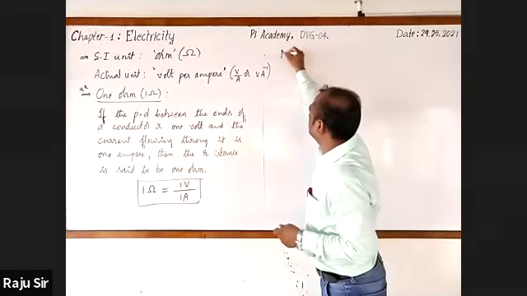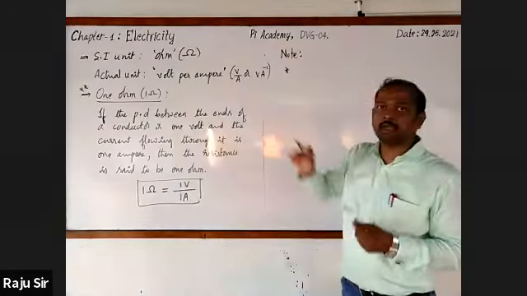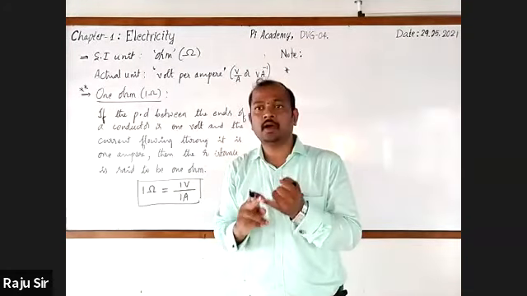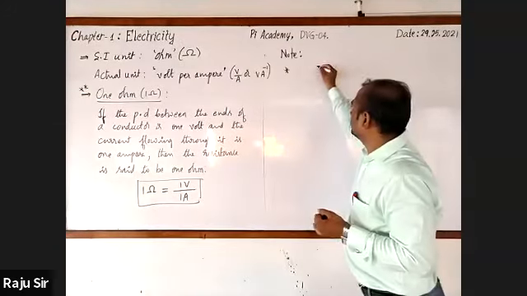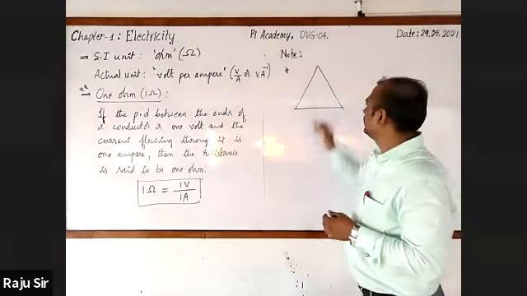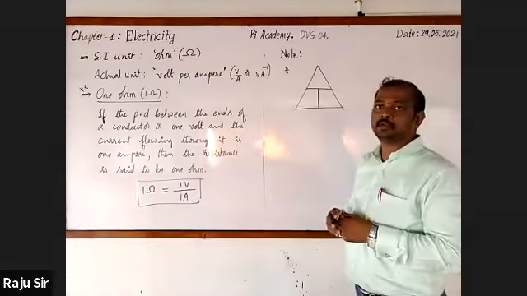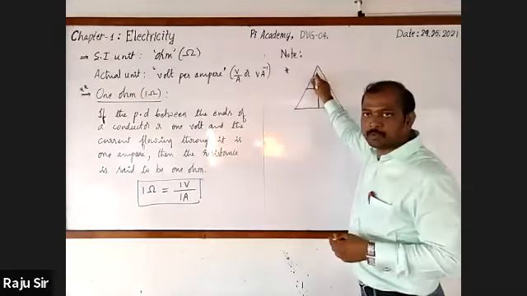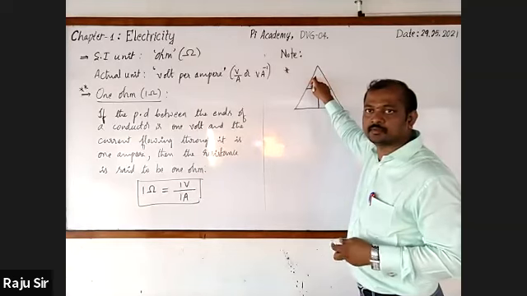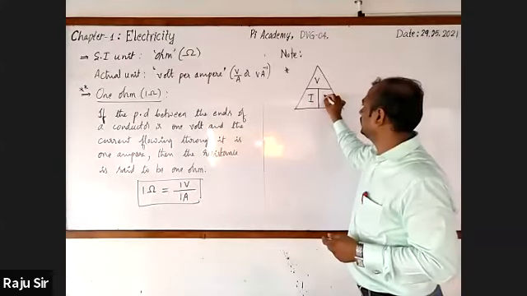In your notes, write a point to remember the relationship among V, I, and R. I've given you the figure, copy the same. That is a triangle, and draw a perpendicular line here also. Which part is this? V, volt. This is I. And resistance, R.